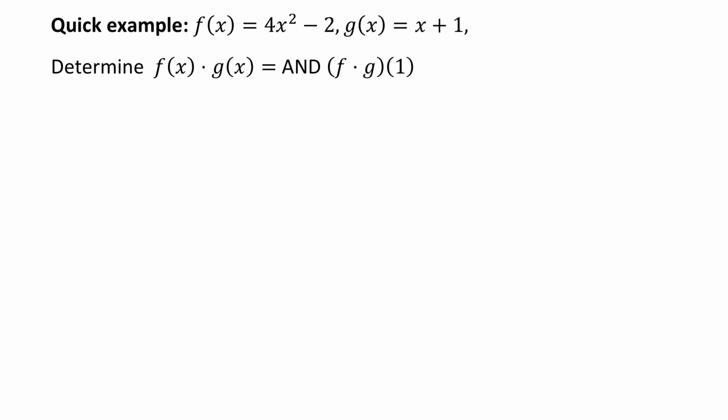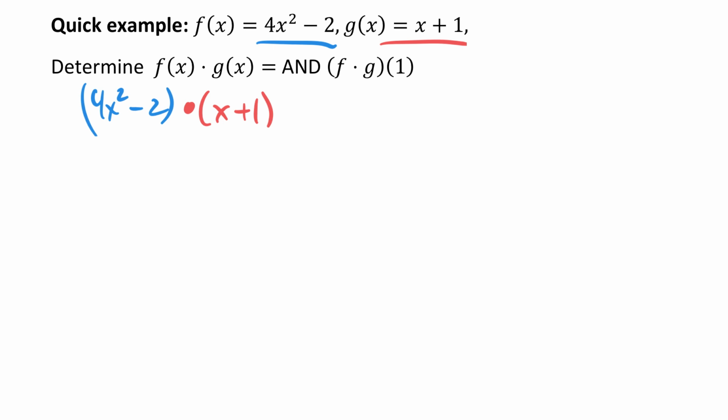Okay, what if we did multiplication? So we have f of x and we have g of x, and we want to find f of x times g of x. Well, again, we take our f of x, we take our g of x, and we perform whatever operation is between the two functions. In this case, it's multiplication. So go ahead and pause the video and work this out, and then when you're done, find f times g of 1. In other words, with your simplified formula, plug in x equals 1.